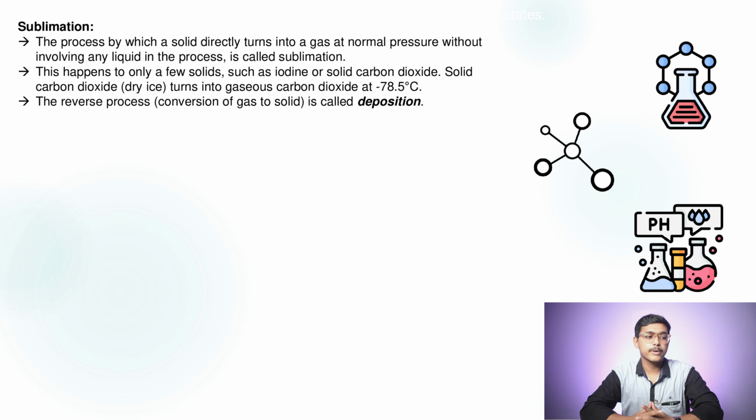Sublimation is the process by which a solid directly turns into a gas at normal pressure without involving any liquid in the process. This only happens to a few solids such as iodine or solid carbon dioxide. Solid carbon dioxide, also called dry ice, turns into gaseous carbon dioxide at minus 78.5 degrees Celsius. The reverse process, that is, conversion of a gas into a solid directly, is called deposition.